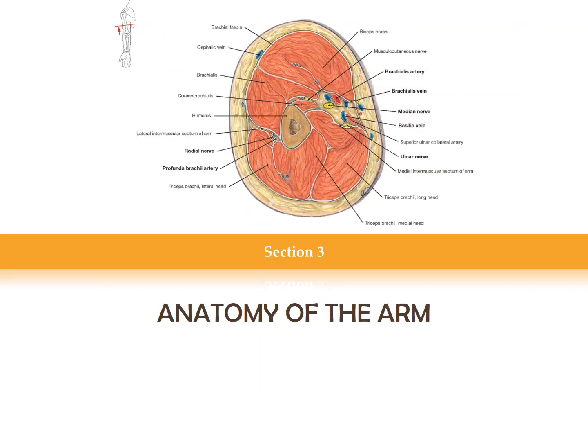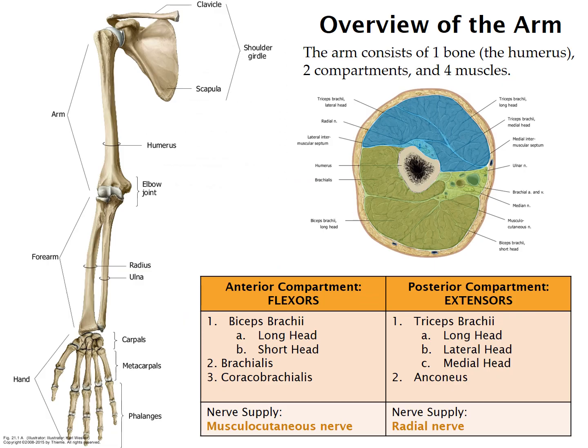Now let's progress distally from the axilla into the arm. Unlike the brachial plexus, the arm is very straightforward. It is divided into an anterior and posterior compartment, and those compartments are divided by an intermuscular septum. In the cross-sectional image, the green represents the anterior compartment, while the blue represents the posterior extensor compartment. And notice this intermuscular septum spanning from the superficial fascia to the humerus, dividing these two compartments.